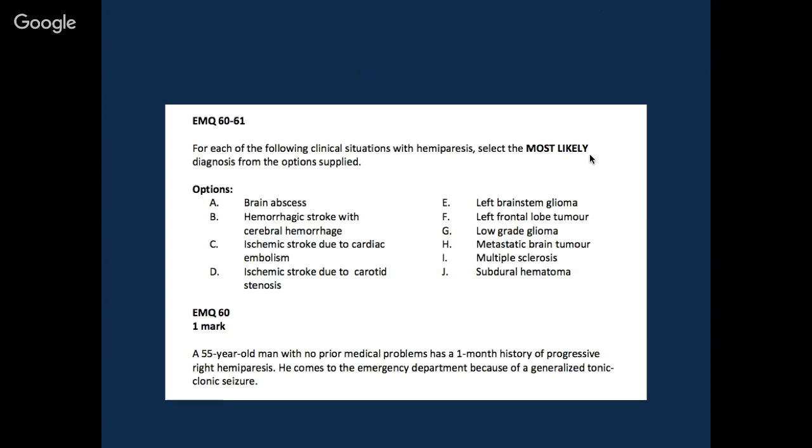All right, next presentation. 55-year-old man with no prior medical problems has a 1-month history of progressive right hemiparesis. Comes to the ED because of a generalized tonic-clonic seizure.